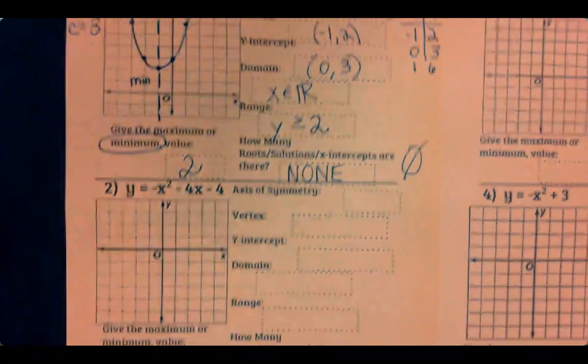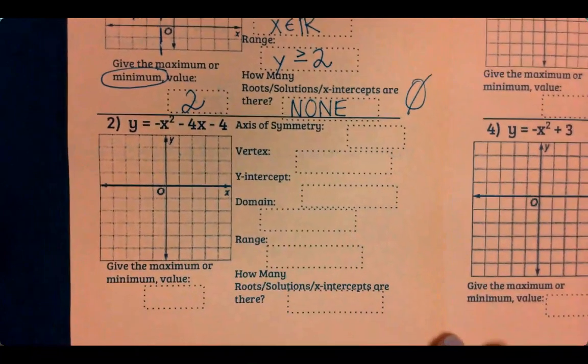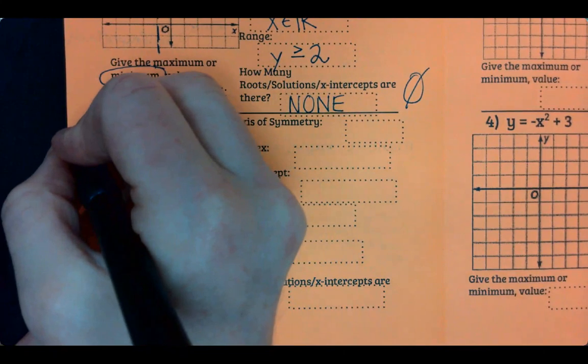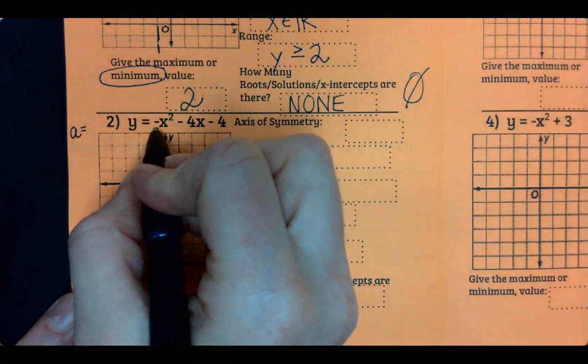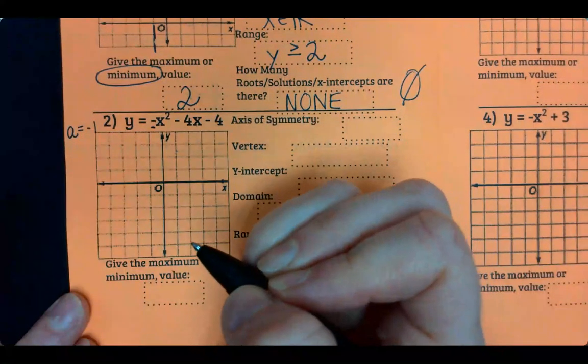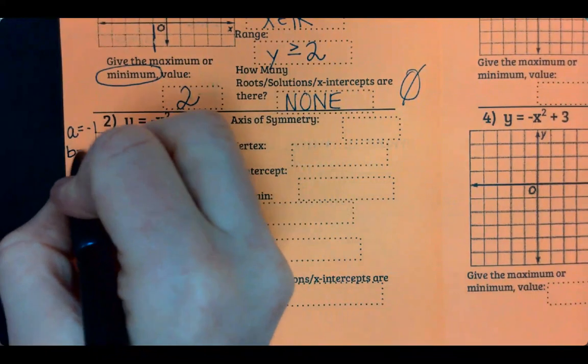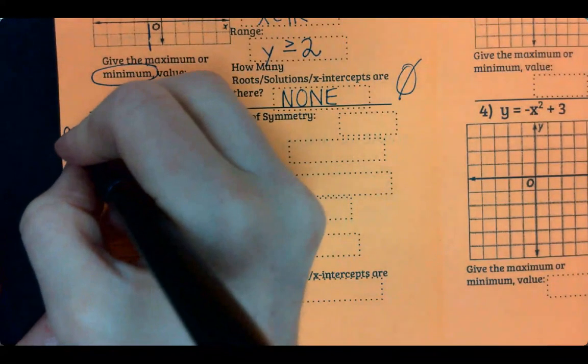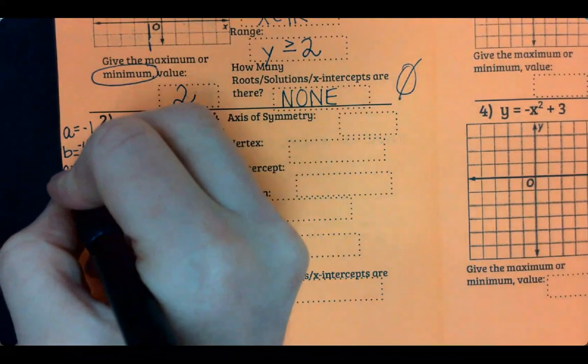All right, so let's go to number 2. First thing we need to do is identify A, B, and C. A is the number in front of x squared, so that's a -1. B is a -4. And C is a -4.